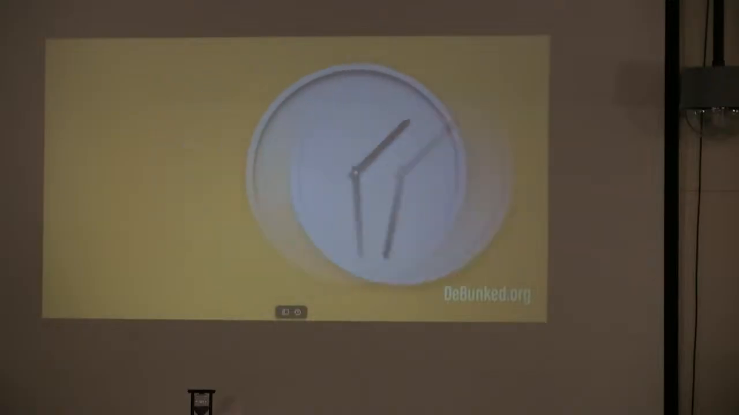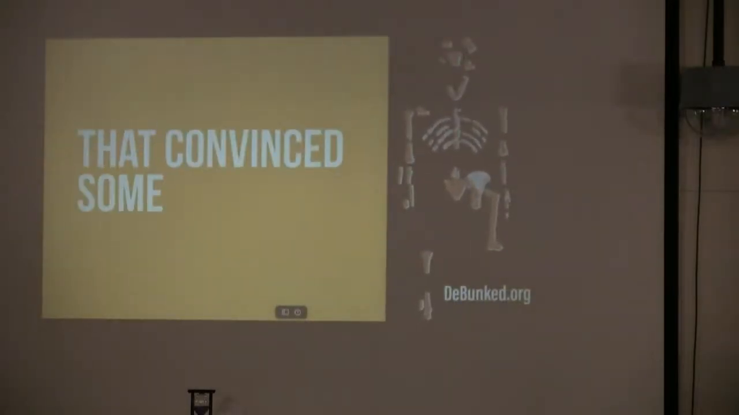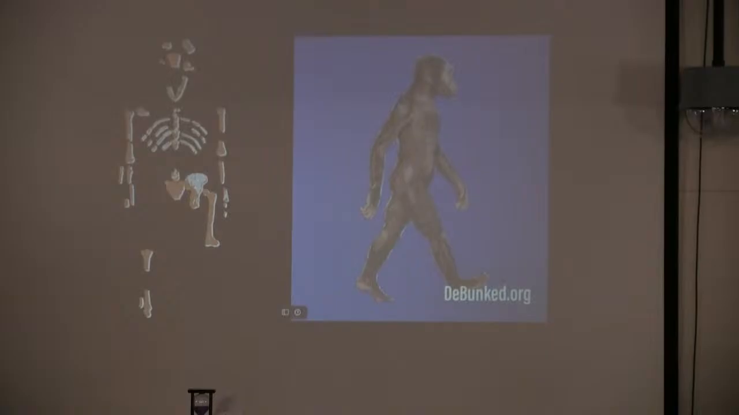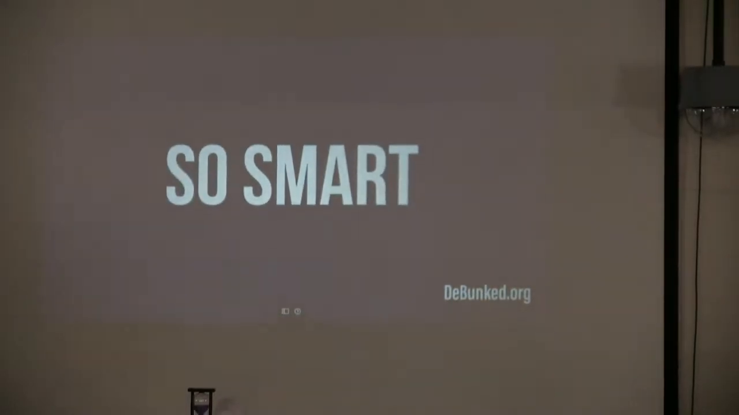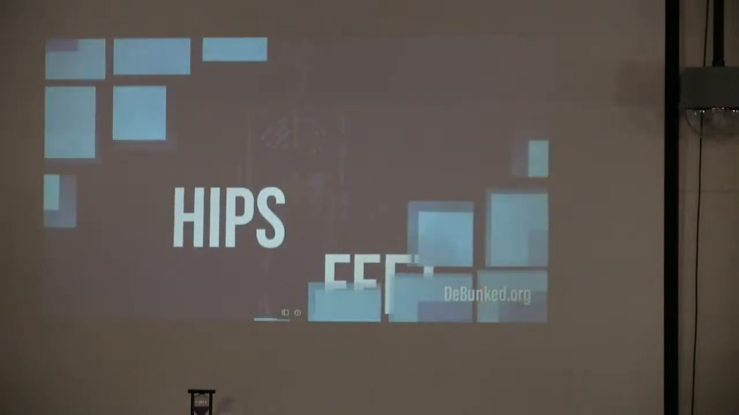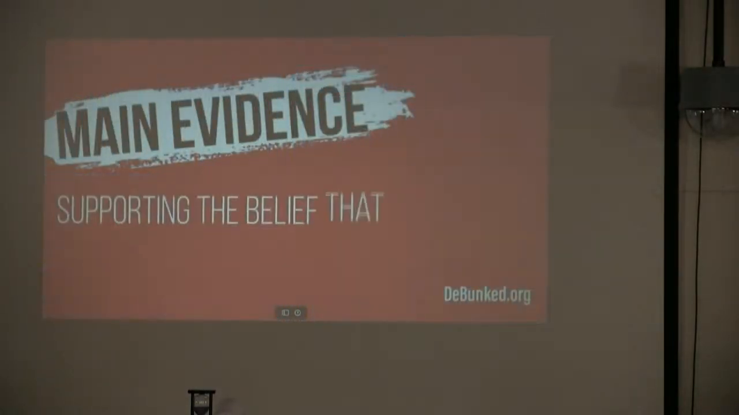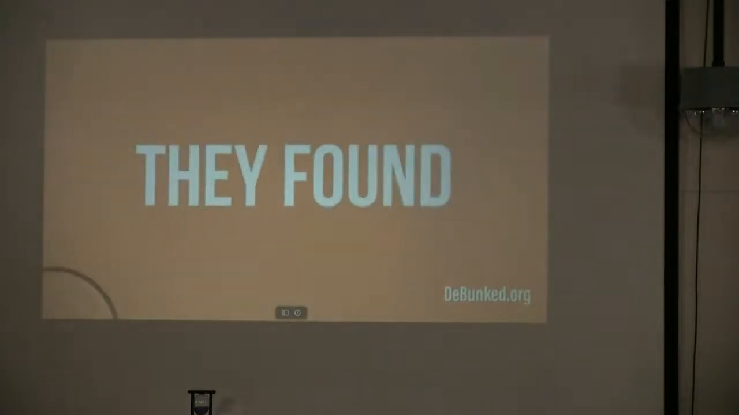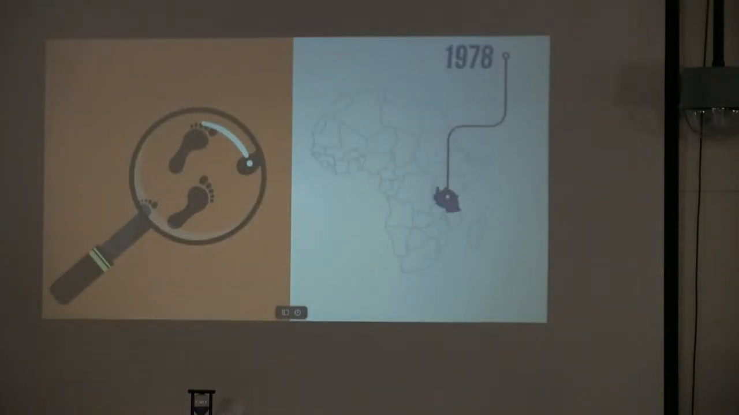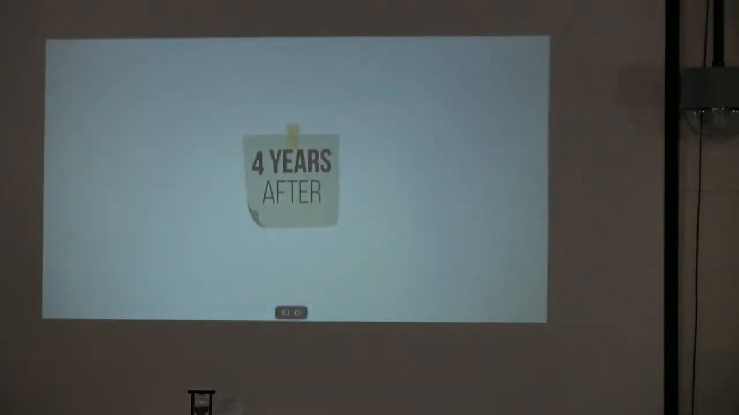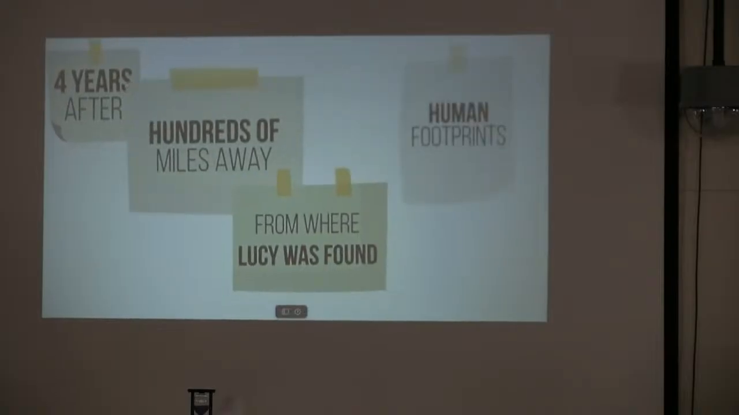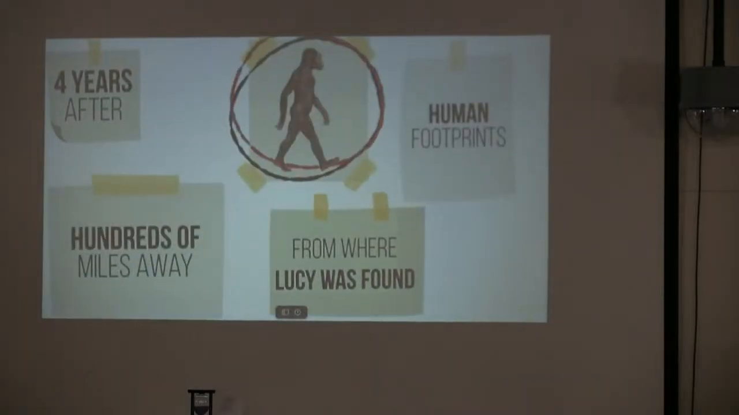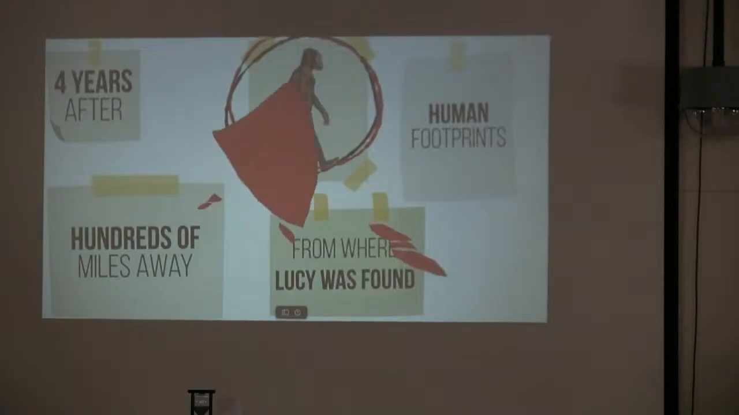Well, wait a second then. What specific bones were found that convinced some scientists that Lucy walked upright? It must be at least the feet and the hips, right? Indeed, my friends, you're so right, you're so smart. So let's take a look at the feet and the hips. Now, the main evidence supporting the belief that this southern ape walked upright is that they found, now get this, human footprints in Tanzania, Africa in 1978. Now, you heard that right. 4 years after, and hundreds of miles away from where Lucy was found, they found human footprints, which of course means they must have been Lucy's. Huh?